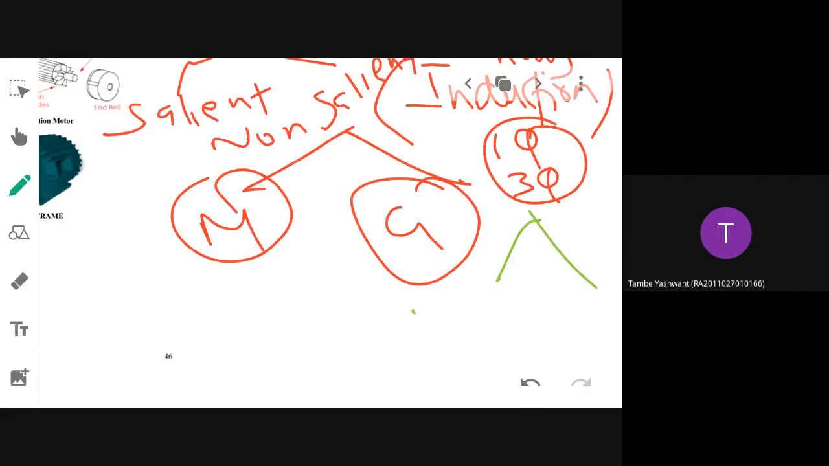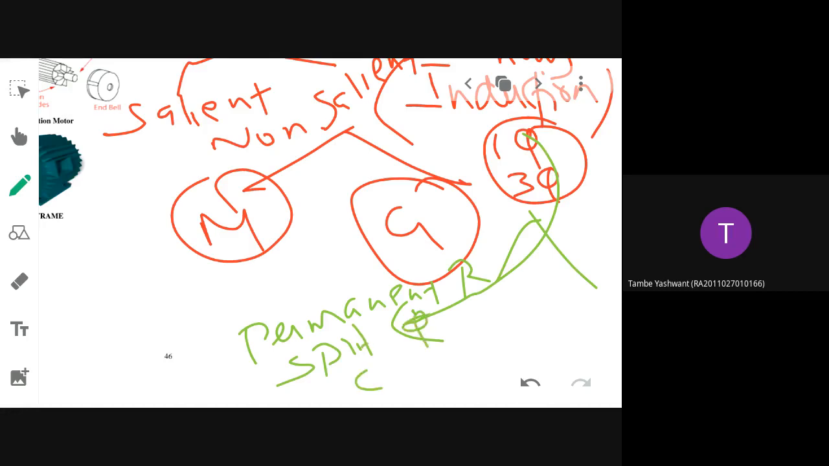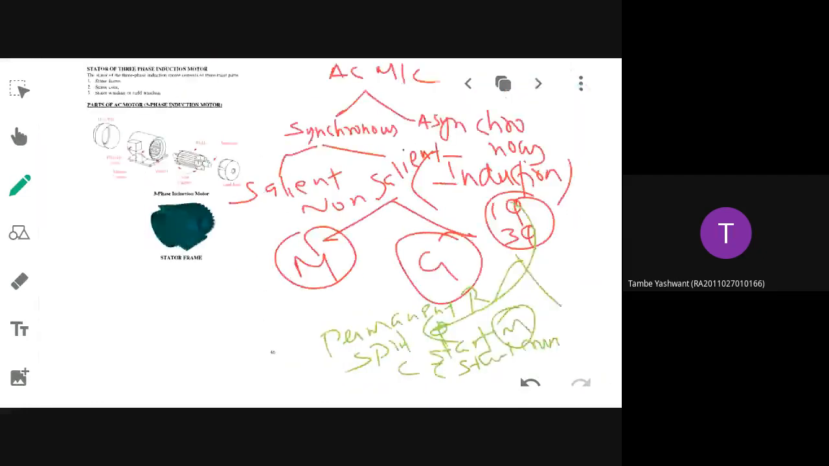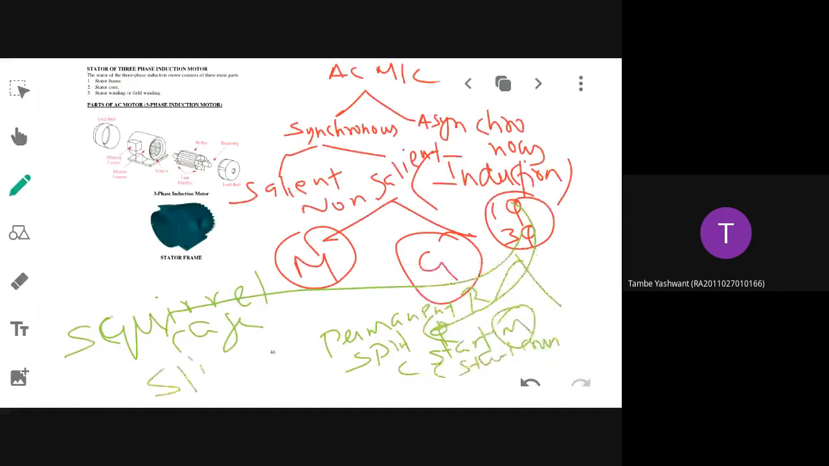In single phase you are having permanent capacitor, split phase motor, then capacitor start motor, and then capacitor start capacitor run motor. Three phase means two types are there, that is squirrel cage induction motor and slip ring induction motor. Okay, so this is how you will be classifying AC machines.